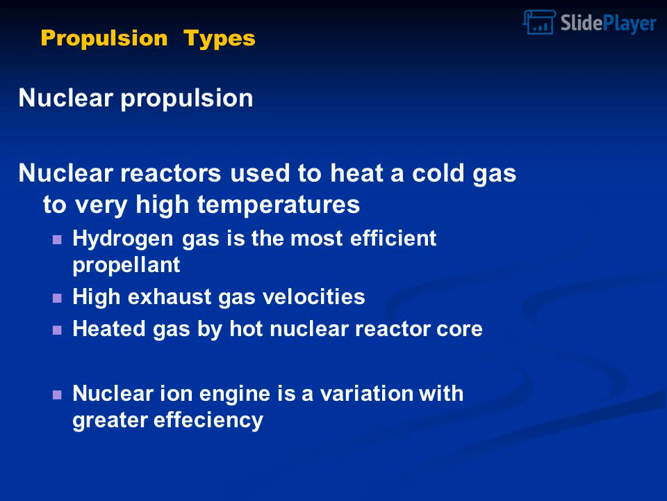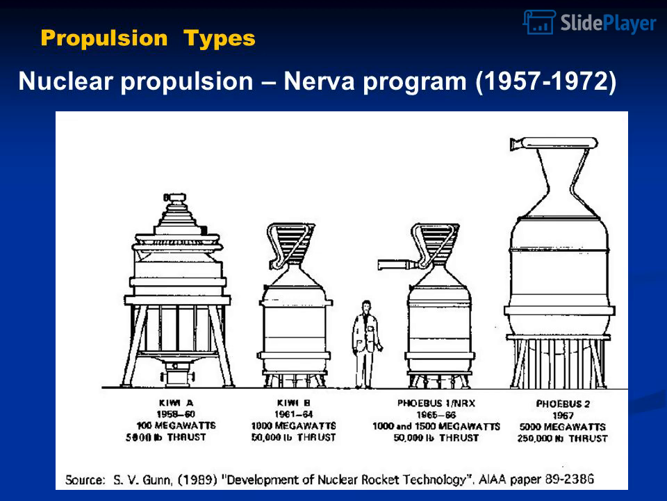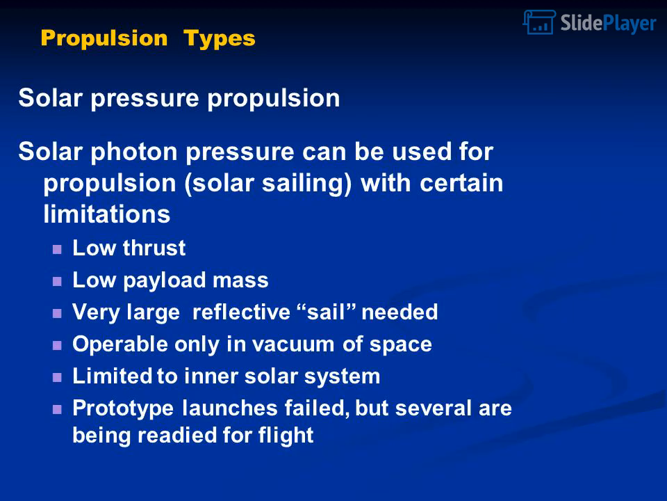Nuclear propulsion. Nuclear reactors used to heat a cold gas to very high temperatures. Hydrogen gas is the most efficient propellant. High exhaust gas velocities. Gas heated by a hot nuclear reactor core. The nuclear ion engine is a variation with greater efficiency. Nuclear propulsion, NERVA program, 1957 to 1972. Solar pressure propulsion.